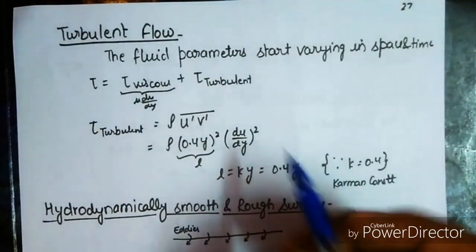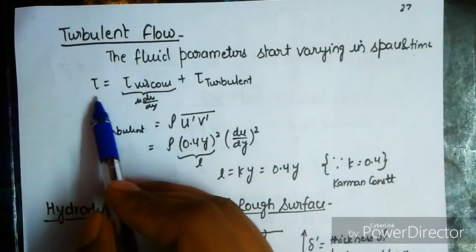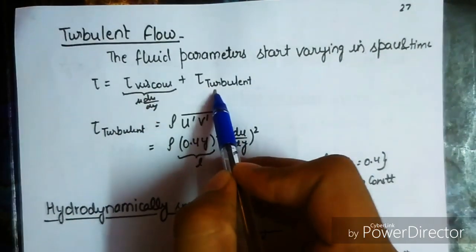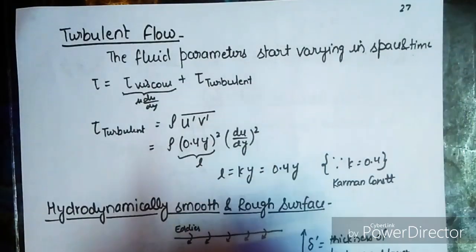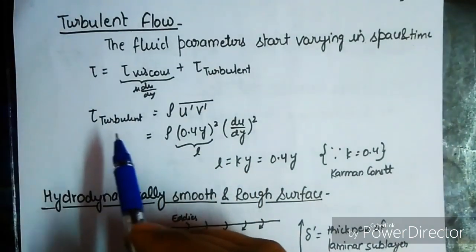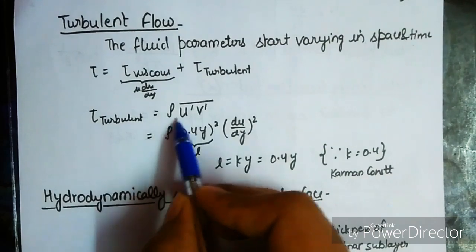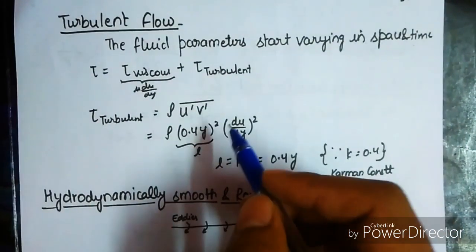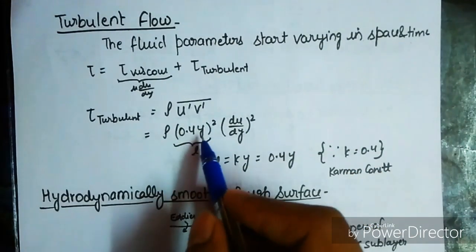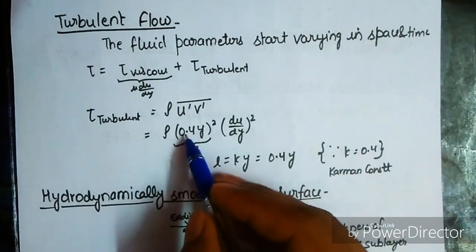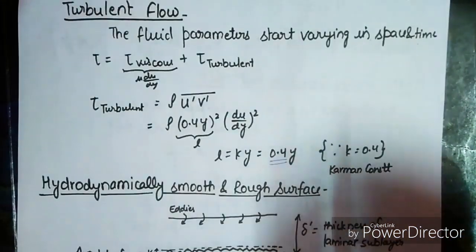Next is turbulent flow. In turbulent flow, the fluid parameters start varying with space and time. Here shear stress equals viscous shear stress plus turbulent shear stress. For viscous we have the formula mu du by dy, but for turbulent we do not have the formula. So von Karman and Prandtl have given the formula of turbulent shear stress as rho u dash v dash. The value of u dash or v dash we keep as l du upon dy, so this formula becomes rho l square (du upon dy) whole square, where the mixing length l equals k y equals 0.4 y.